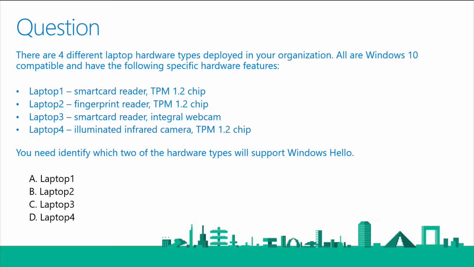So in this question here, we're looking at a company's 4 different types of hardware asset. They have 4 different types of laptop configuration. All of them are Windows 10 compatible, so they will definitely run Windows 10, but they have some specific hardware features. The first laptop comes with a smart card reader and a TPM chip. The second laptop has a fingerprint reader and a TPM chip. The third, a smart card reader and an integral webcam. And the last one has an illuminated infrared camera and a TPM chip. And the question here is, which 2 of those hardware types will support specifically the Windows Hello feature for authentication?